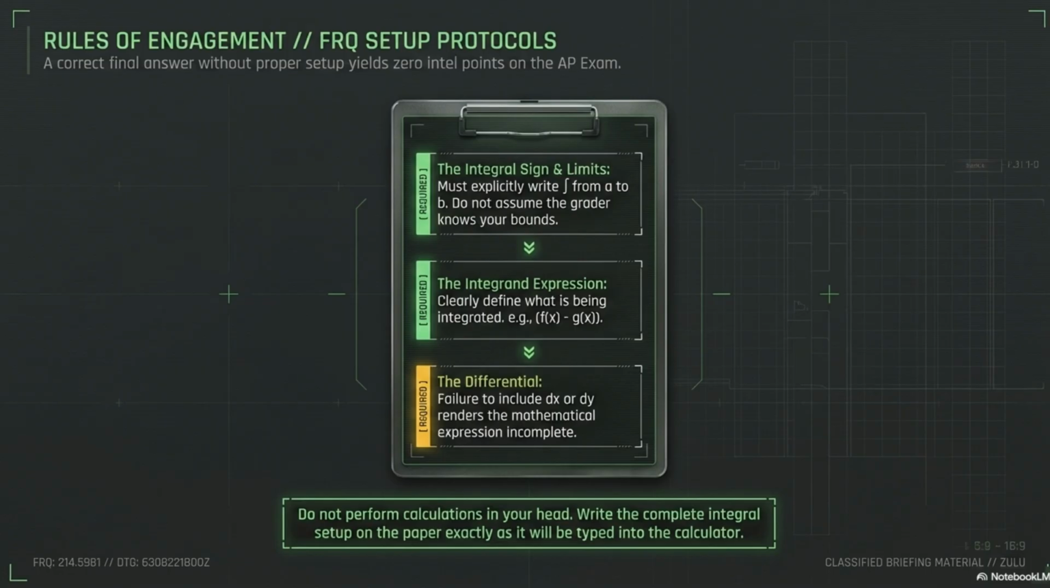Mandatory rules of engagement for FRQ setup protocols. A correct final answer without proper mathematical setup may yield exactly 0 intel points on the AP exam. Do not perform calculations in your head. You must explicitly write the integral sign and limits, the integrand expression, and the differential dx or dy, using the correct notation and not calculator notation.